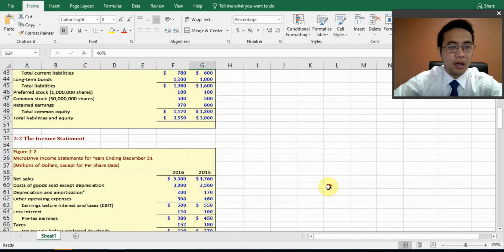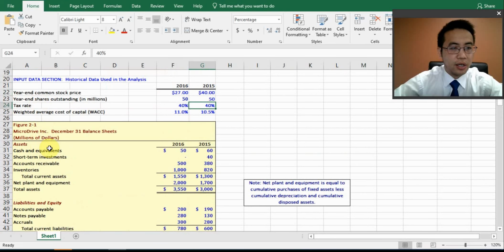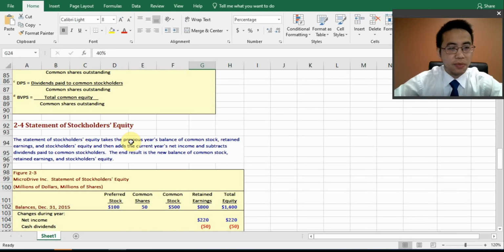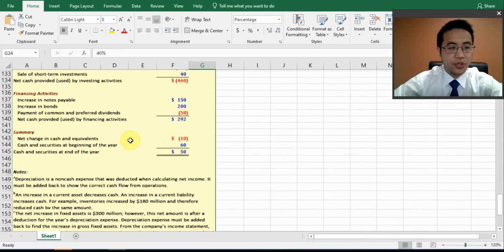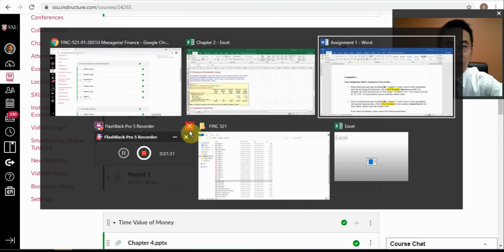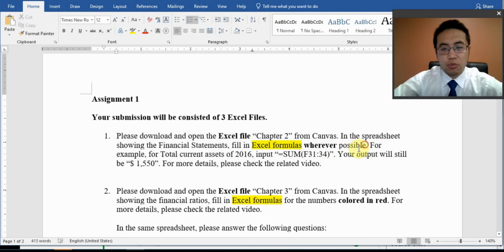And there are the balance sheets, as you could check. It's right here. And you also see the income statement. You also see the statement of owner's equity. And you also see the statement of cash flows and so on. So the requirement from the assignment is to fill in the Excel formulas wherever possible in the spreadsheet.